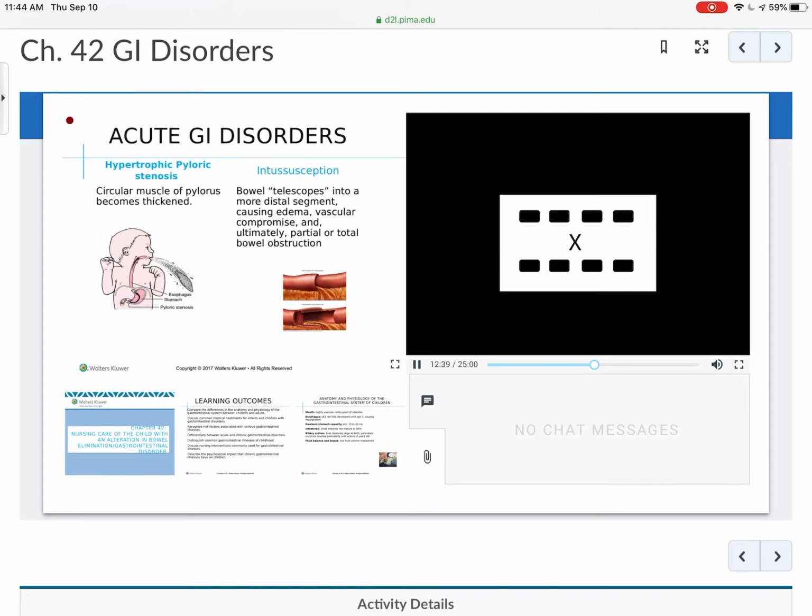Possible family history, I have seen where one or two kids in the family have this. Again, you can palpate that olive-shaped mass. They would do an ultrasound to view the pylorus and then surgery. So one of the basic things with this could be your nursing diagnosis of aspiration, but also alteration in nutrition.